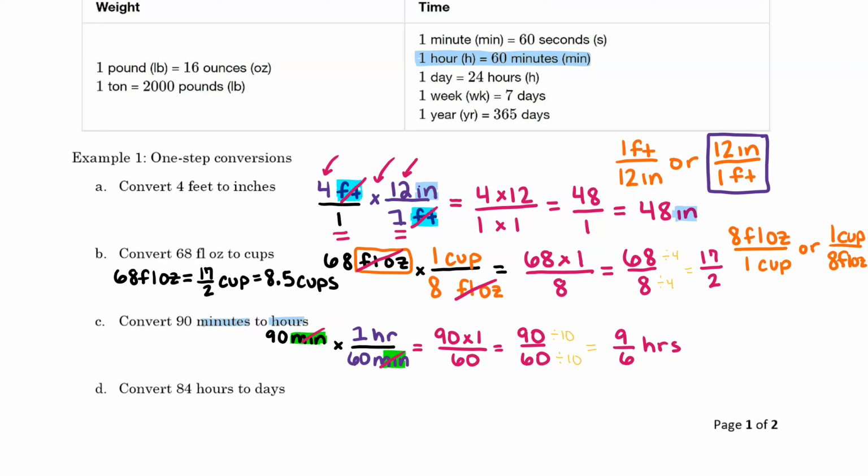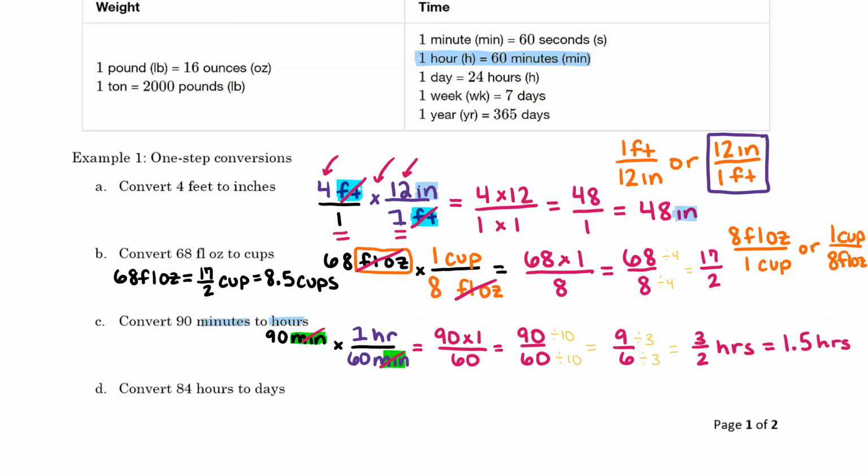9 and 6, what am I doing? 9 and 6 are both divisible by 3. I might as well divide by 3 as well. So that would give me 3 halves hours, which is the same as 1.5 hours. So 90 minutes is equivalent to 3/2 hours or 1.5 hours.